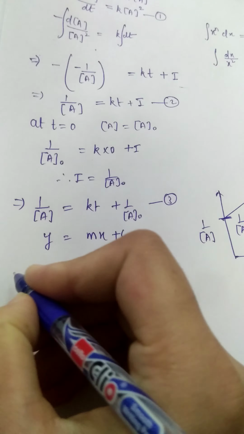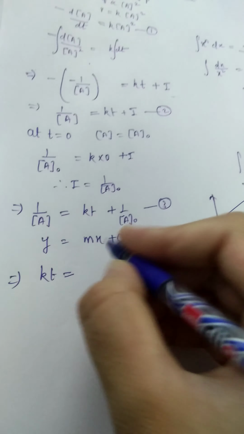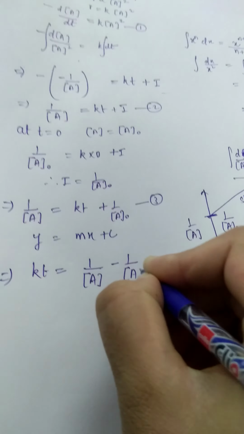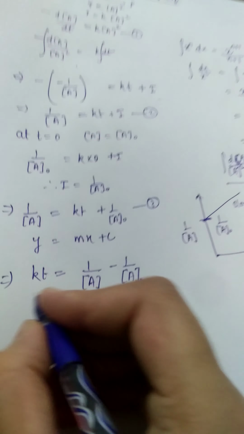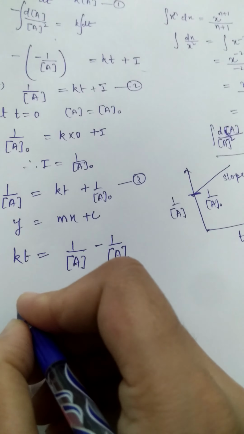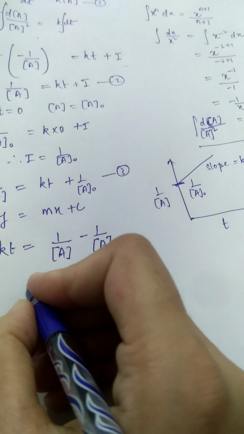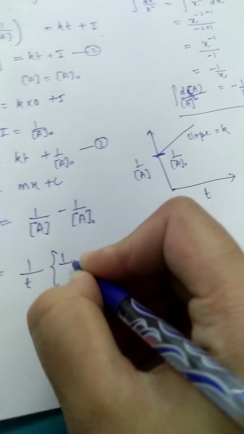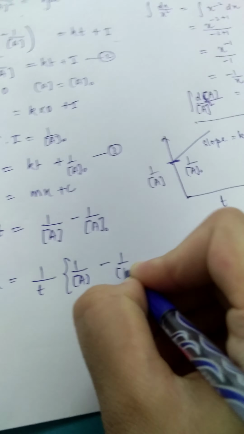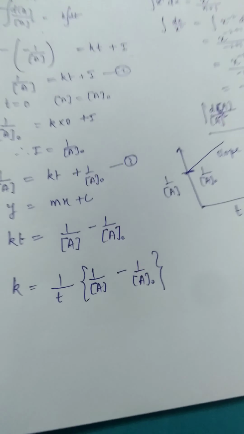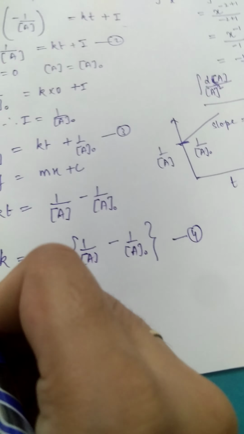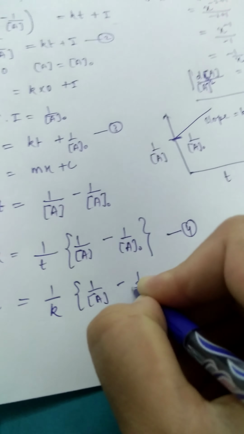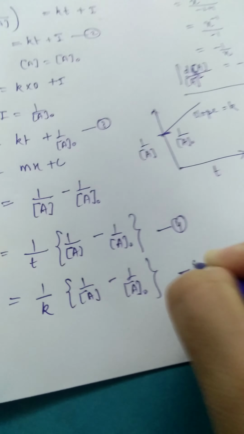Now moving further, if we take Kt on the left hand side and our remaining concentration terms to the right hand side, our equation will become this. Now if somebody asks you the equation of rate constant for second order reaction, we will write it as 1 upon t, alright. And if somebody asks you the equation for time, then we will rearrange it like this. This is your equation for time.